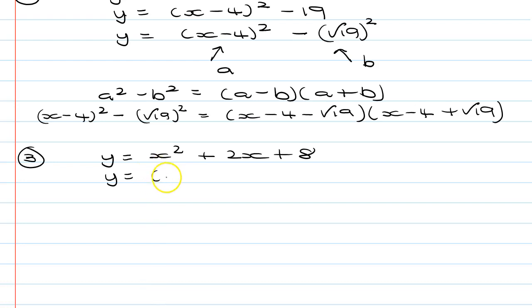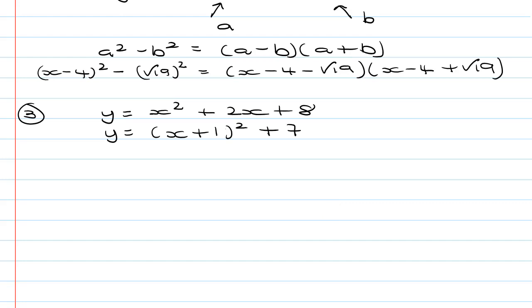So I'm just going to write this in completed square form. So I get (x plus 1) all squared plus 7. So if you were to work through that and complete the square of that expression, this is what you would get. Now, is this in the form of the difference of two squares? No, because of this plus sign here.